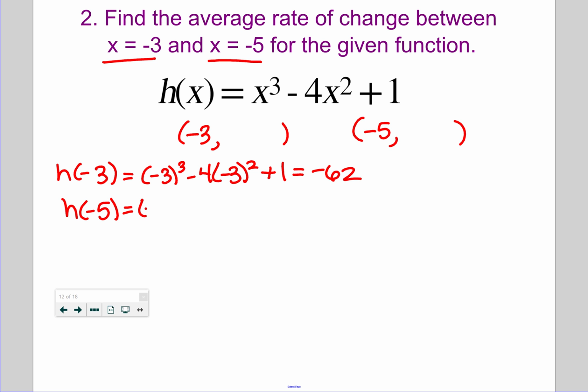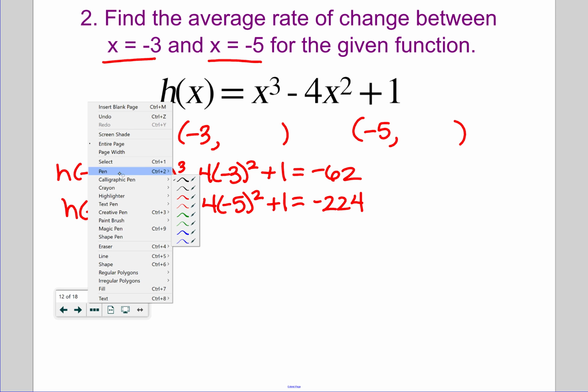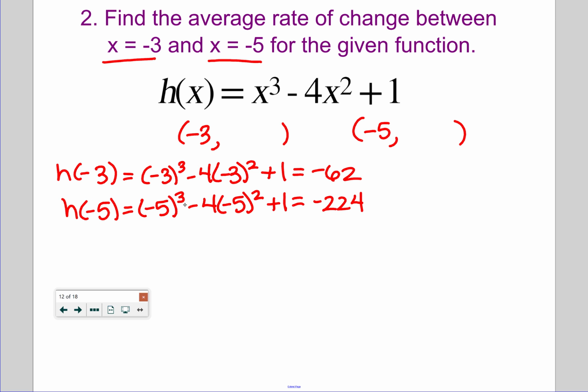If I plug in -5: (-5) to the third minus 4 times (-5) squared plus 1. (-5) to the third is -125. (-5) squared is 25, times -4 is -100, so minus 100 plus 1, I get -224. So those are the y's that go with these x's. Let's fill those in: -62, -224.